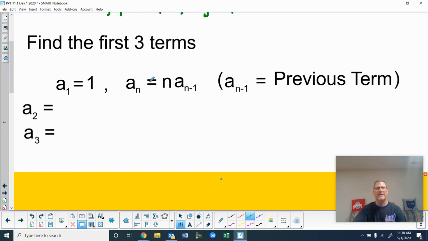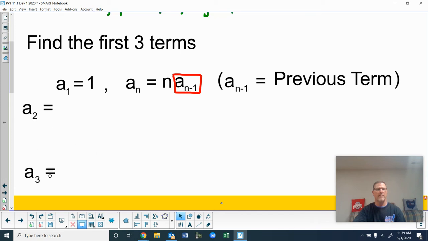The nth term equals n, whatever term you're looking for, times this a sub n minus 1. Remember, that's the previous term. That's all just one number. So to find the second term, let's move that down a little more. Since we're looking for the second term, n is 2.